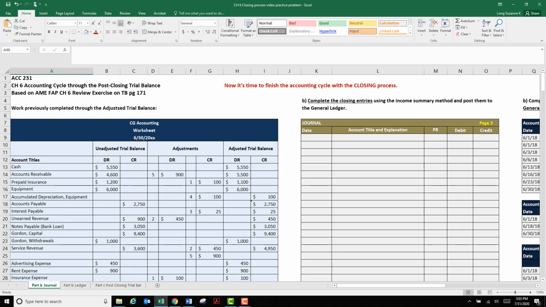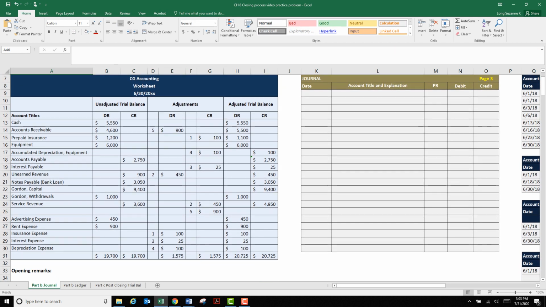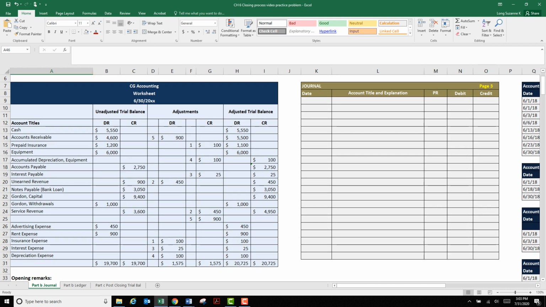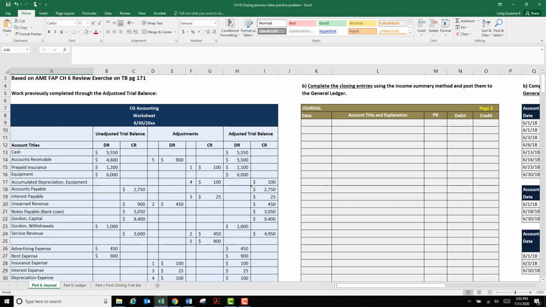Okay, so let's get busy with the closing entries. I'd like to have this worksheet to my left so I can see what I'm doing with accounts, and then right here is where we're going to build our closing entries. If you recall, it said we're using the income summary method. There are two methods for closing entries. We're going to focus on the income summary method.